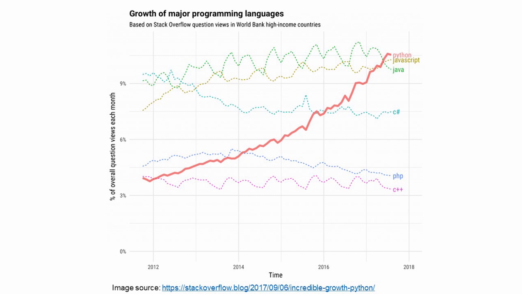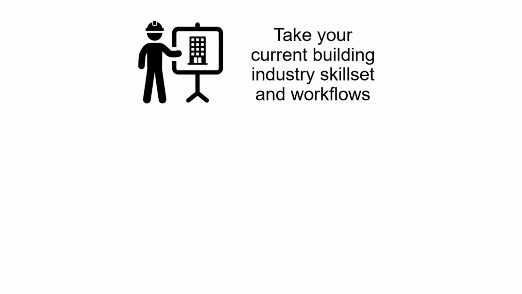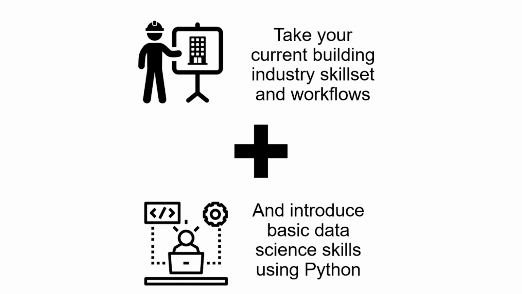catering to different disciplines. The main purpose of this course is not to make you a software developer or computer scientist. The idea is that we're going to add data science skills using Python to your current building industry skill set. The goal is to take certain parts of your usual workflow and add the ability to use programming skills to automate and enhance that process. This insight can give you the ability to tackle larger and more diverse types of data.